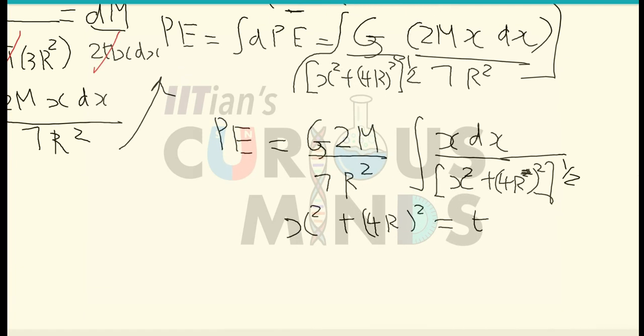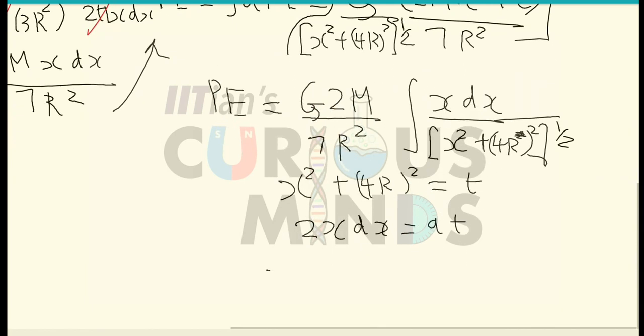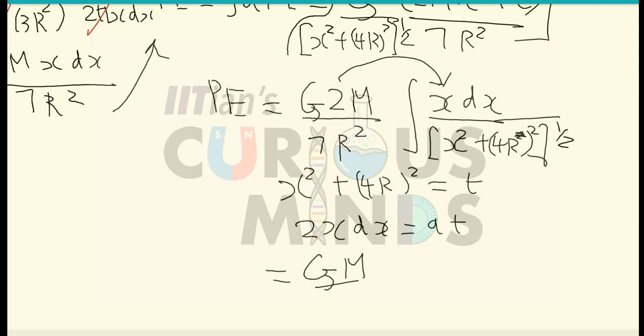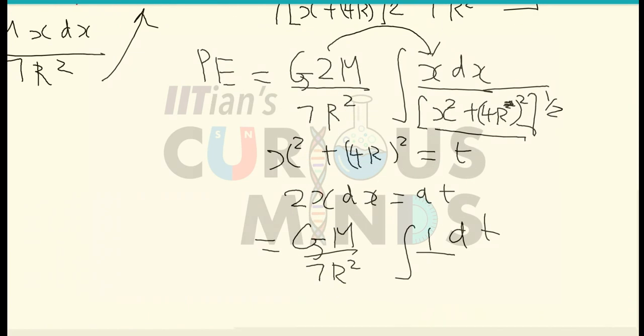When I differentiate on both the sides with respect to x, 2x dx will be equal to dt. Let me take this 2 inside the bracket again, so it will be 2x dx. So I can directly substitute: gm divided by 7r square will be equal to the integration of dt by, instead of x square plus 4r square, I will substitute it as t.